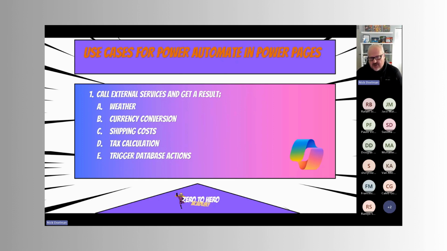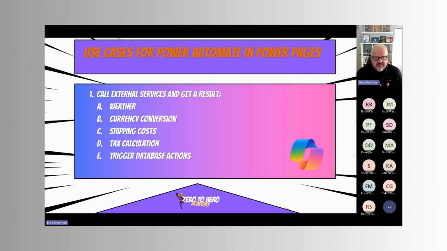You can pass these as parameters through a Power Automate flow, which could call a shipping site like FedEx or UPS or Canada Post, calculate the shipping cost and spit that back so your user on their site will be able to know how much this is going to cost. Also tax calculations: where are you buying this from?